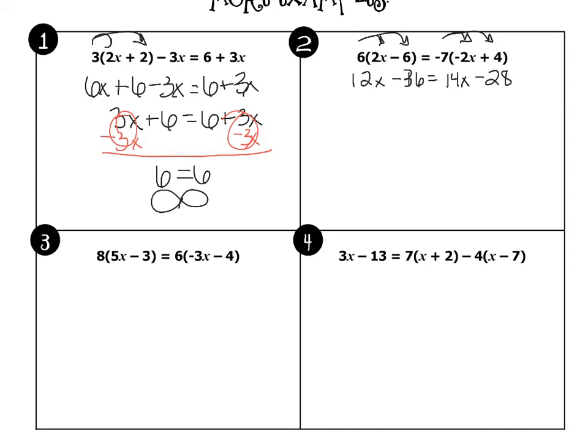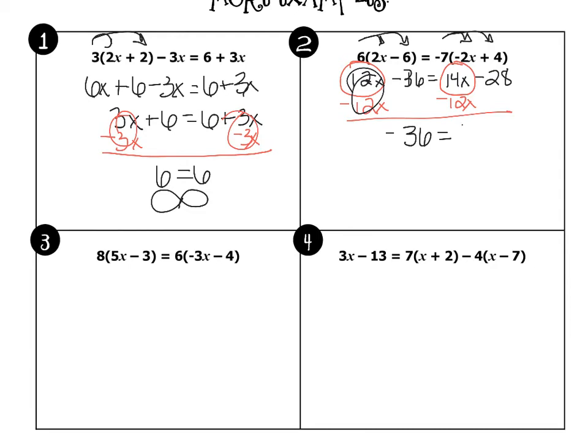Okay, we're going to go ahead and move those variable terms to one side. I'm going to pick the smaller variable term to move just because I like my positive coefficients. Makes my brain a little happy. Those will zero out, and I'm left with negative 36 as my survivor on the left-hand side.